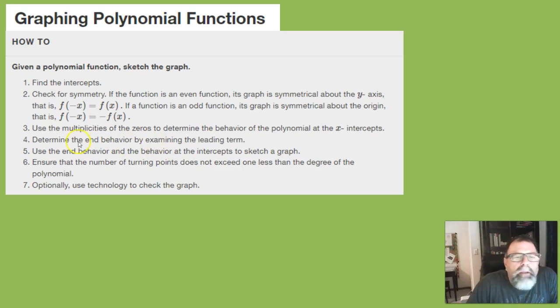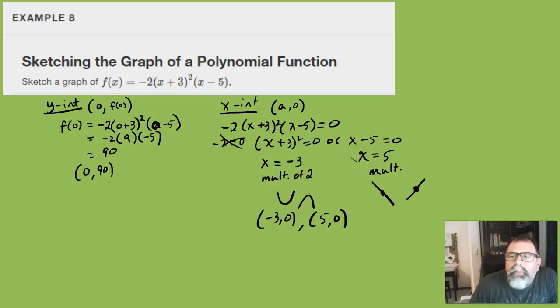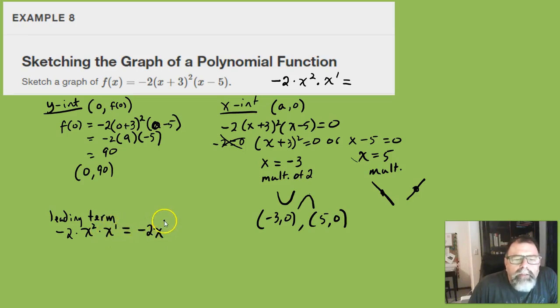All right, so keep that in mind. Determine the end behavior by examining the leading term. Now we have to multiply this out. You don't have to multiply it all out. You're going to multiply anything that's outside the parentheses with the x to the power for the multiplicity, and then x to the first. And that's going to be my leading term. So it'll be negative 2 times x squared times x to the first, which is negative 2x cubed.